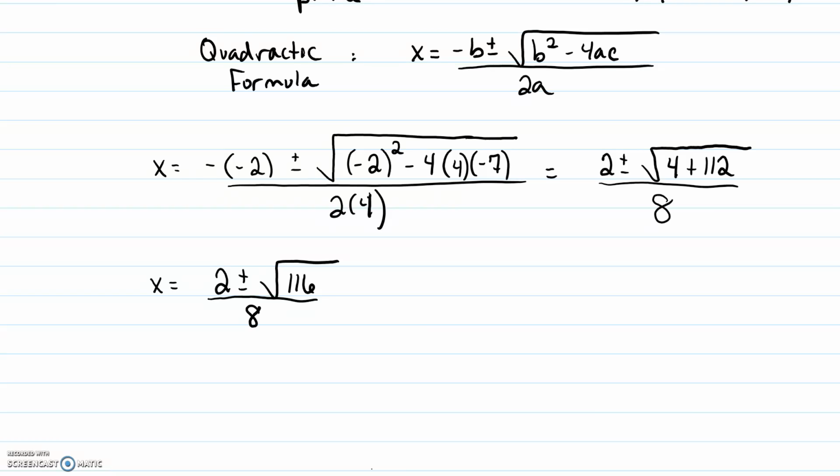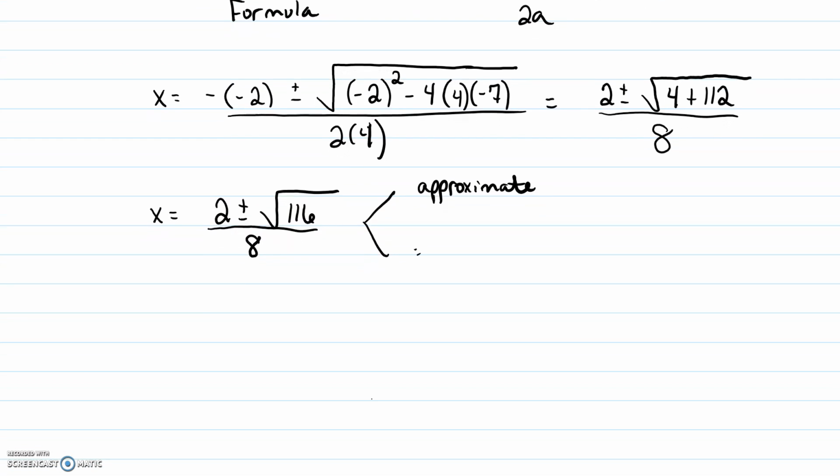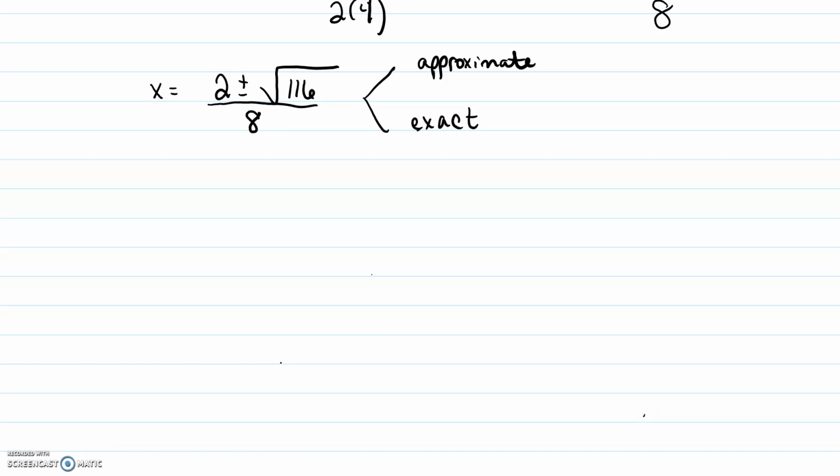Now technically this is your answer, but it is not reduced. And there's going to be two ways you have to write your answer. You're either going to have to write an approximate answer, which is just using your calculator and putting a decimal, or exact. And with exact, you have to make sure everything is reduced. So we're going to go through both of them so that you have that information. So let's start with the approximate. Again, approximate just means you're going to use your calculator and get a decimal value. We're going to be rounding.